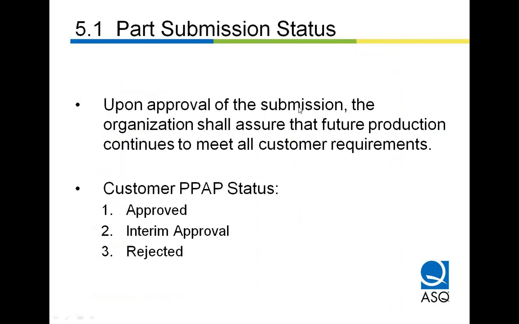Then we have 3 different part submission statuses. Obviously, approved would be the goal, but there might be some times when an interim approval might be necessary to give the organization enough time to do some root cause analysis and to resolve some nonconformities to get their process up to an approved level. And while interim approval is an option, it's absolutely not the target. The target is approved status.